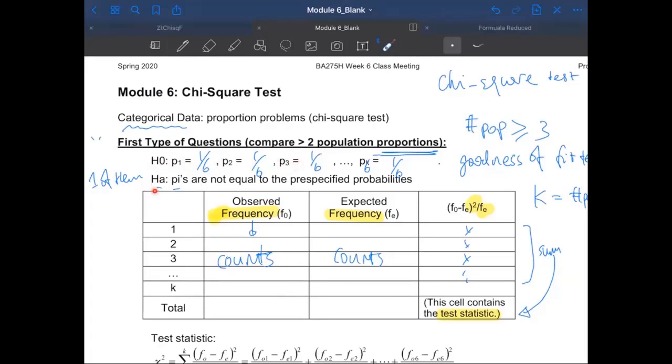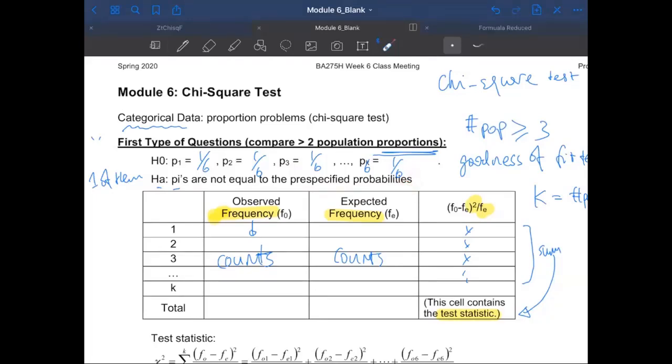For the alternative, it means they are not equal to the fair die, not equal to the 1/6 probability. That means this die is probably not fair. There's some kind of relationship going on, some kind of pattern of behavior going on. The die is probably not fair. So this is how you know whether there's a null or alternative, how to write out a null or alternative.